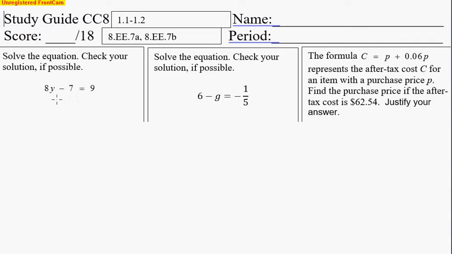Here we're trying to solve this equation, so I'm going to do opposite operations to solve. And so I'm adding 7 to both sides. I'm left with 8y equals 16. When I divide by 8, I'm left with y equals 2.